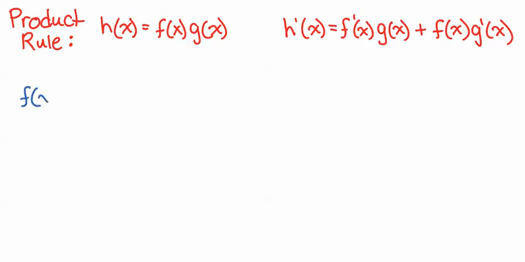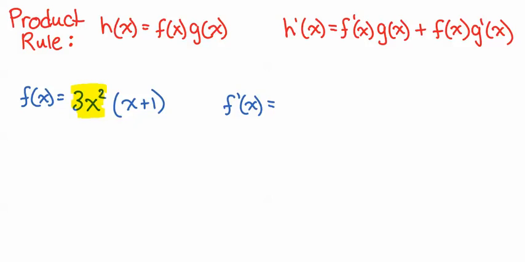So let's say you had your first function was 3x squared, and then your second function was x plus 1. So there's your function, 3x squared times x plus 1. So if we want to find the derivative of that function, f prime of x, first we find the derivative of the first function, which I'll highlight in yellow, and the second function is highlighted in blue.